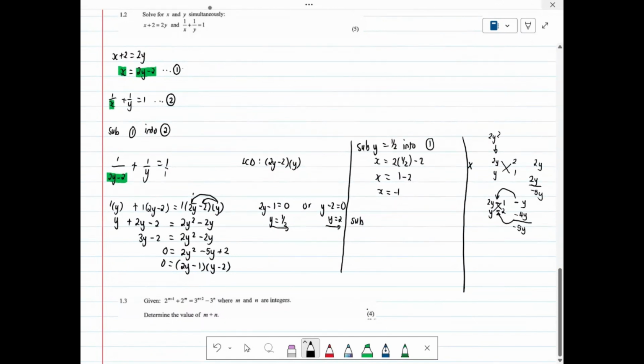Our second one is we're substituting y is equal to 2 into 1. So we have x is equal to 2 times 2 minus 2, which is 4 minus 2, which gives us 2. So our two solutions are, for this solution, minus 1 and a half. The x solution was minus 1 corresponding to the y half. And here we have 2 and 2. And that is the solution to this simultaneous equation.